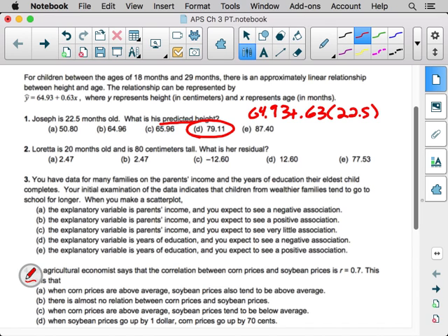Number 2, related to the same question, Loretta is 20 months old and 80 centimeters tall. What is her residual? What's the first thing I always ask you to do when we're dealing with residuals? The formula. And again, do remember this. Unfortunately, this is not one of the formulas on your sheet. This is one you actually do have to remember. But I'm hoping it's easy enough because it's just observed y minus predicted y, correct? Isn't that what we're looking for here?